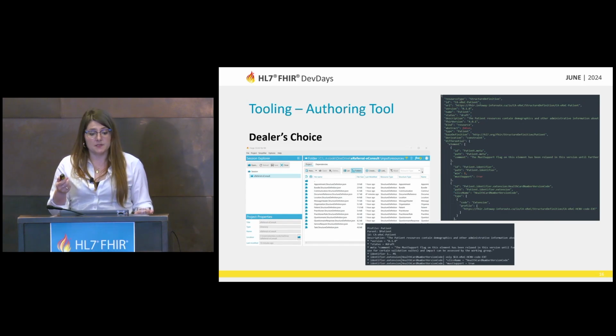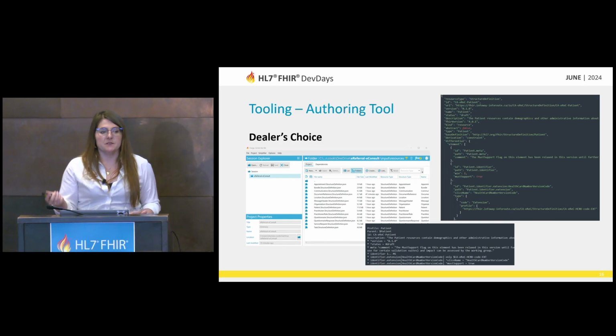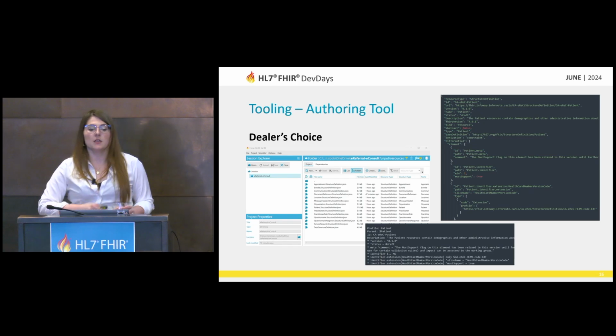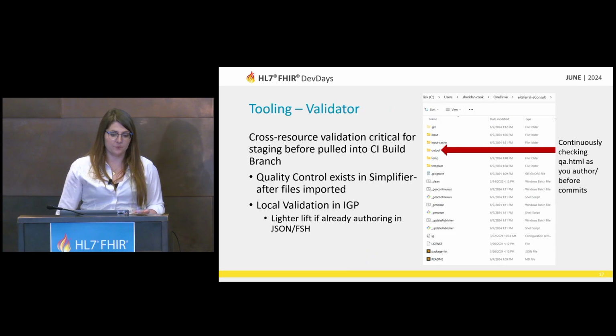Tooling, I would say this is dealer's choice. I didn't include Excel sheets on this one, but whether you're producing the structure definitions in Forge or FSH or JSON, the intent for our process is that you could author in any of those means.